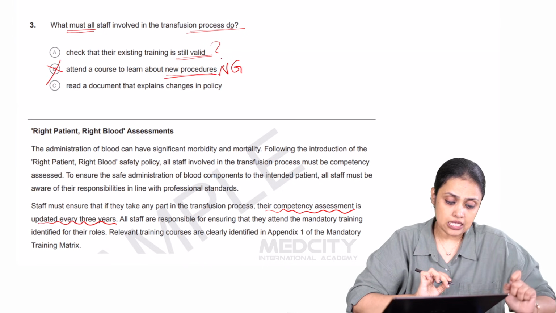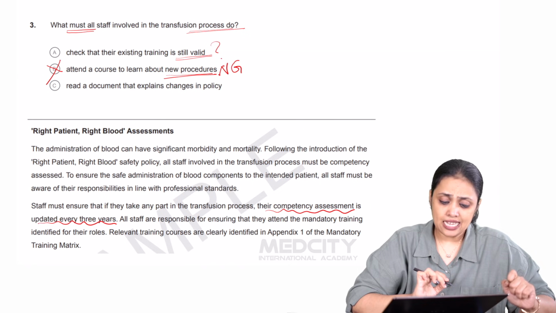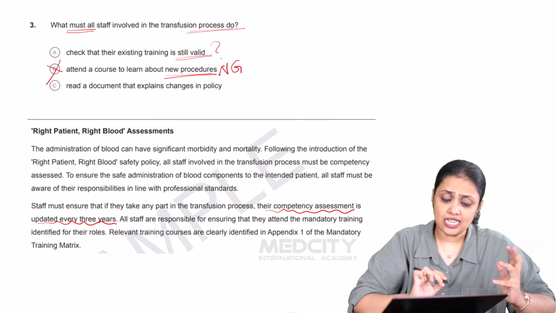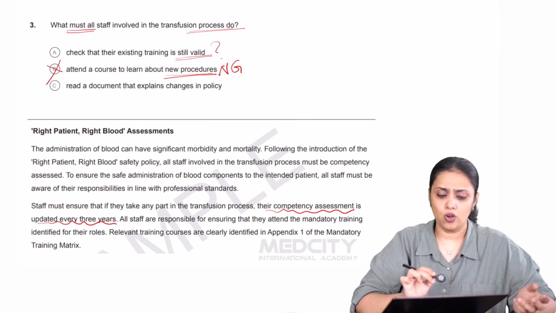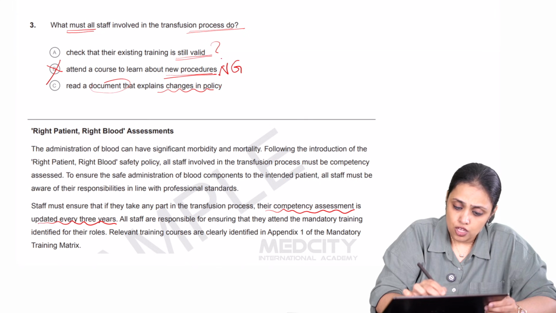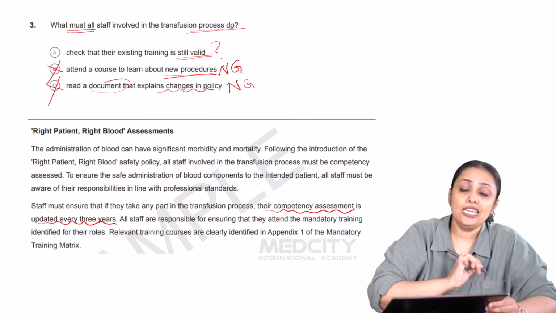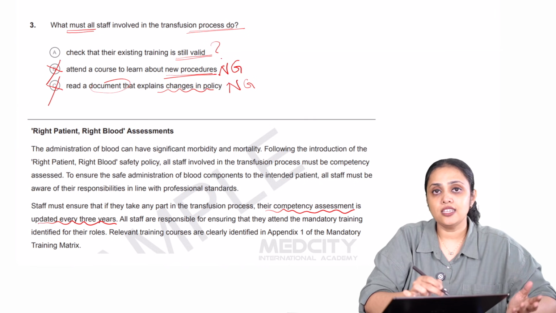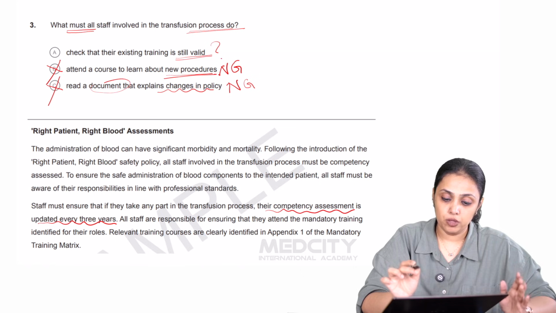And what about option C? Read a document that explains changes in policy. Is there a reference to any such document mentioning changes in policy? They've nowhere mentioned any document or changes in policy. So this is also not given. For that reason, we can eliminate option C as well. So if B and C are eliminated, naturally A would be the answer.